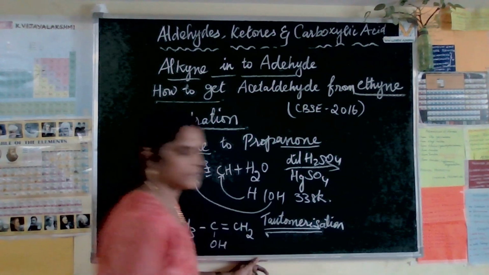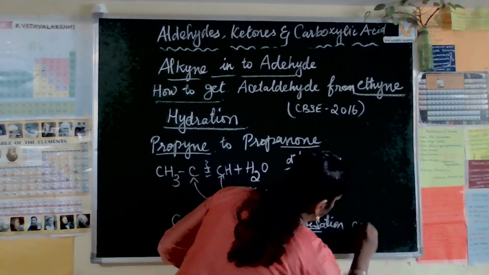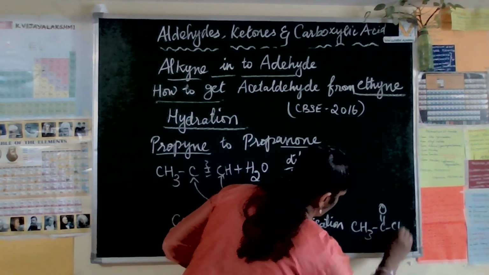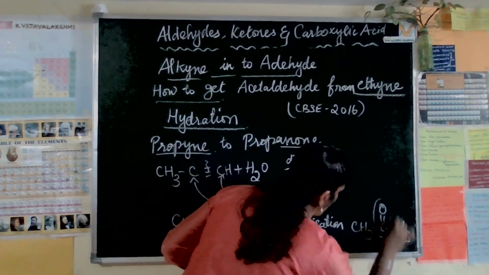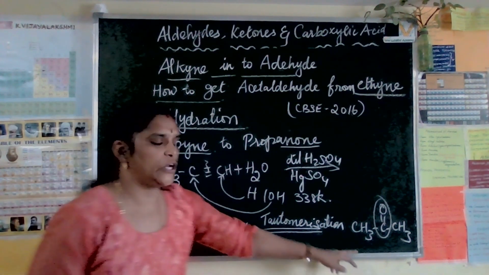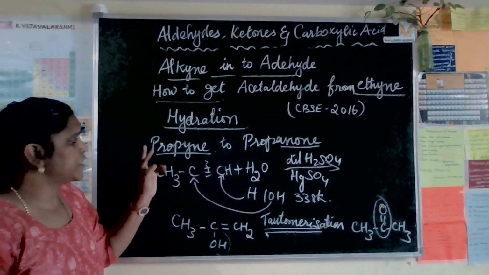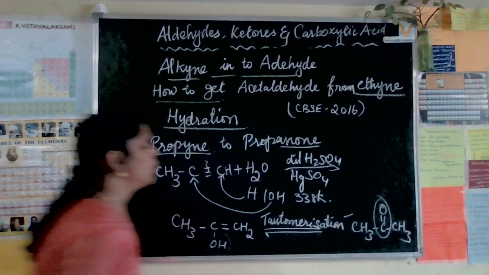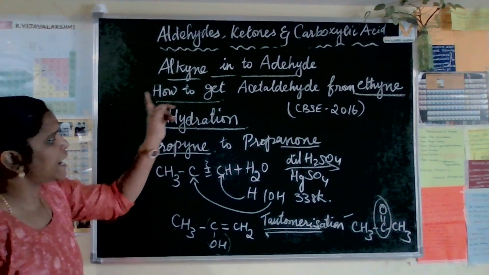Tautomerization. You will get acetone, CH3 C double bond O CH3. See here, this is the carbonyl carbon. This is the alcoholic form, and this is the keto form. So they are asking about propyne into propanone. Yes, we got propanone. Hope you're clear with this idea.